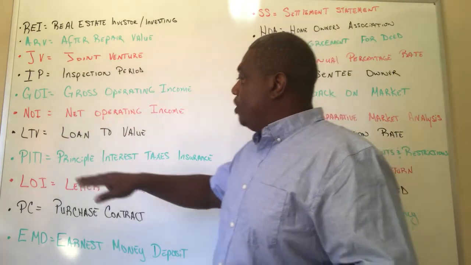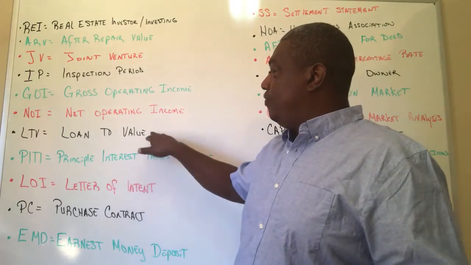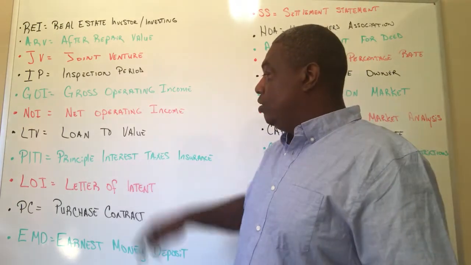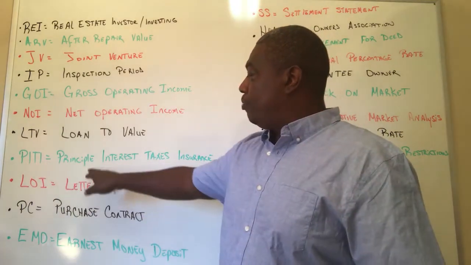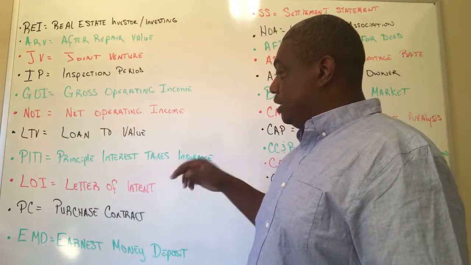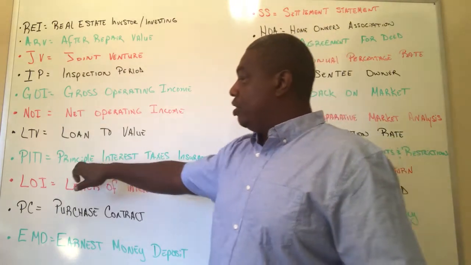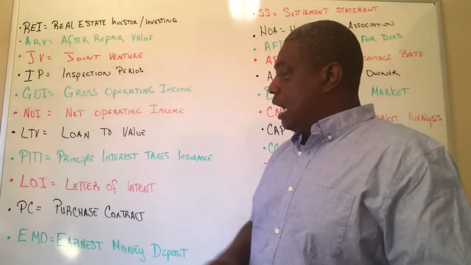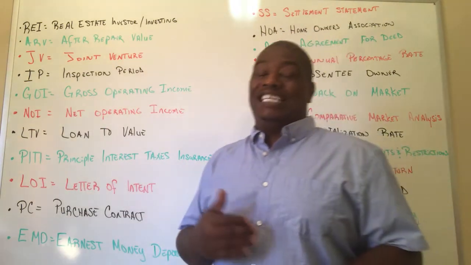All right. Then we have LTV, which is loan to value. This is definitely good for appraising and traditional real estate. PITI, which stands for principal, interest, taxes, and insurance. This is for your mortgage note or your lender's note. Then you have LOI, which is letter of intent.